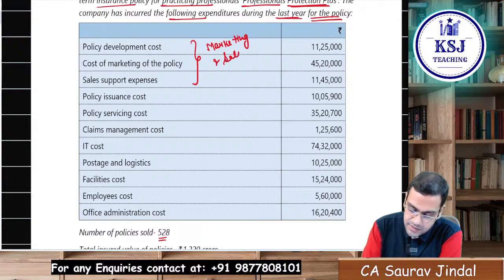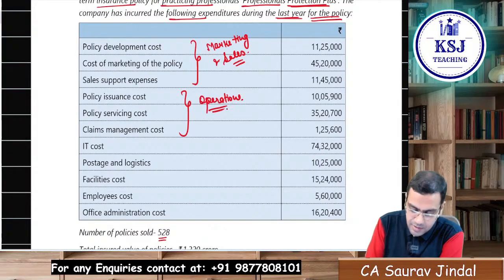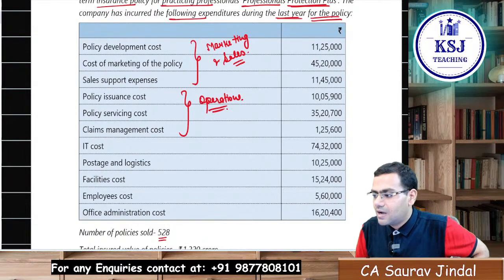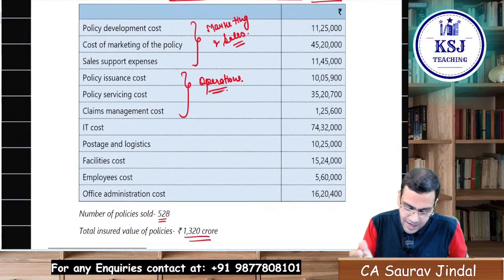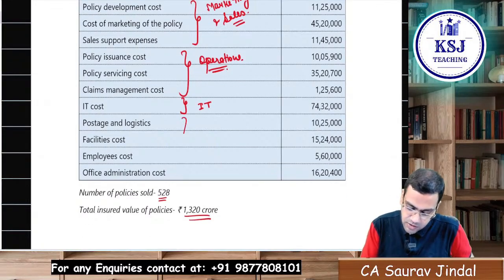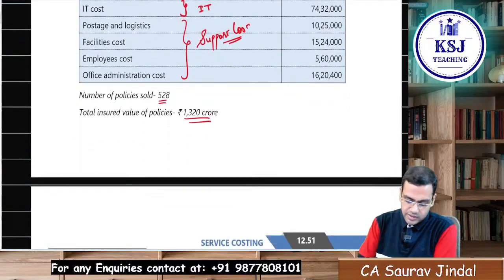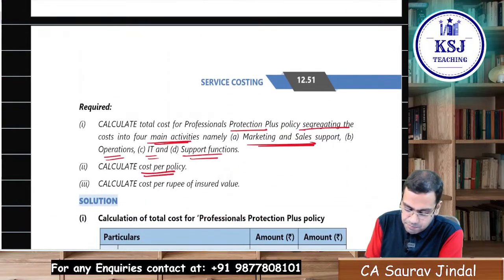Marketing and sales. Then you have to issue the policy. Policy issuance cost, policy servicing cost, claims management cost. All this is a part of what? All this is a part of your operations. Then IT cost, this single IT cost, then postage and logistics, facilities, employee cost, office administration cost, this is your support cost. So this is the categorization that they are asking for. Simple categorization only.